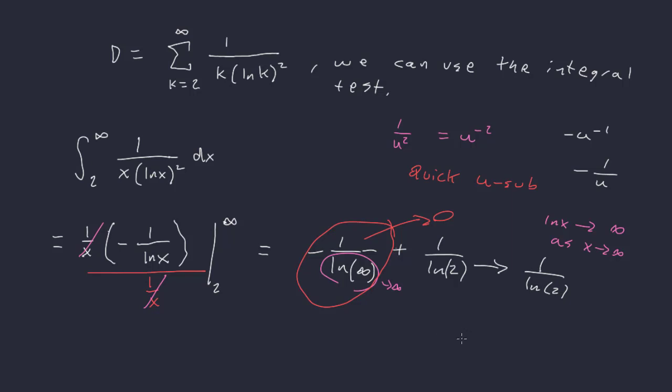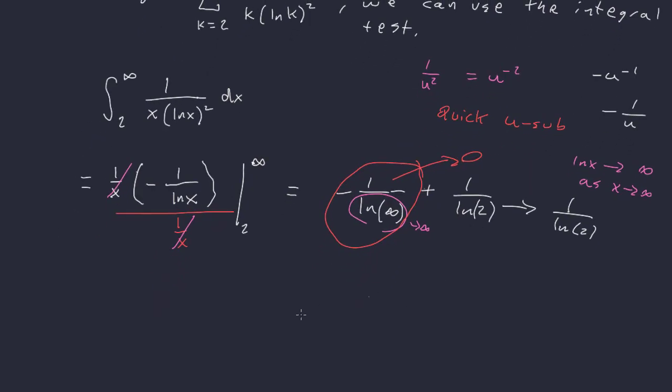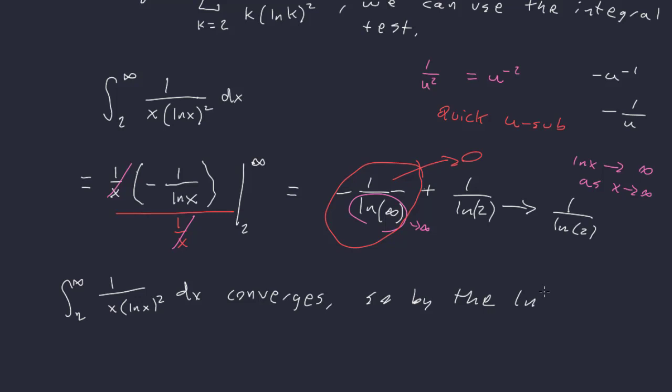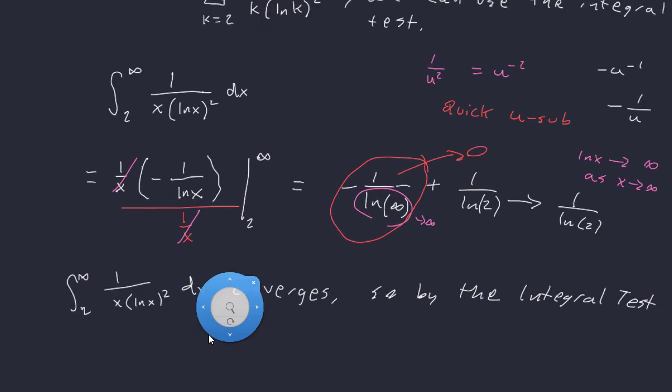All right, so looks like this integral converges. So, by the integral test, our series, which I named D, converges. Okay, and there we go. There's how the integral test works.